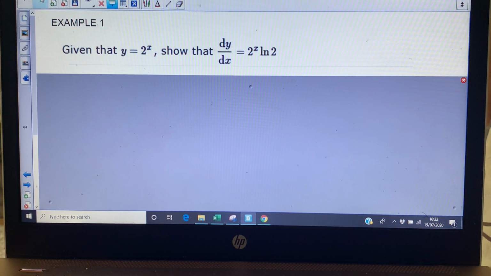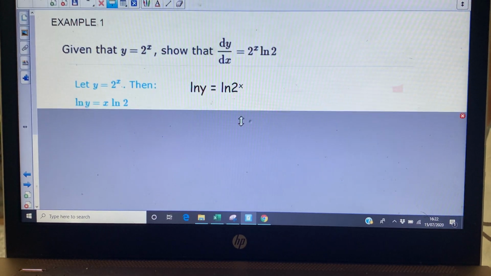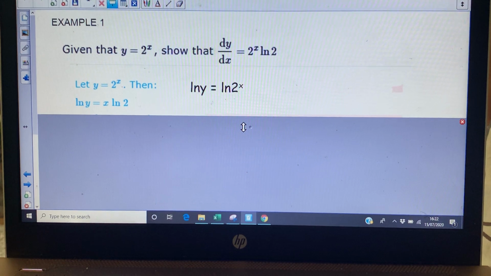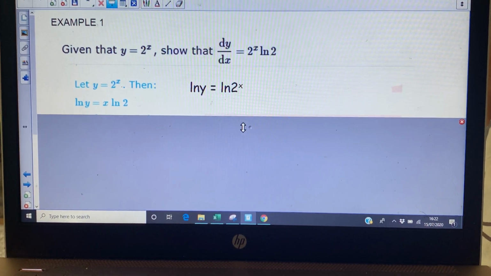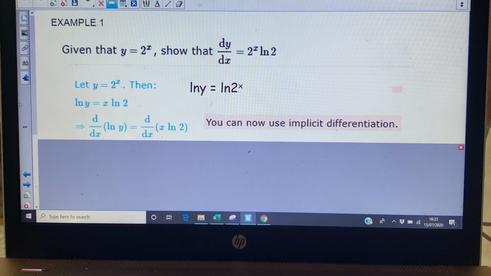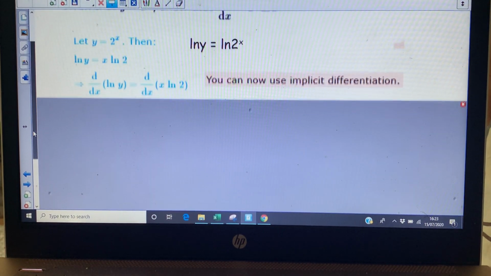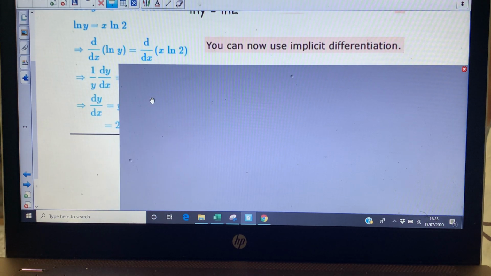So the first thing is to take logs of both sides. So ln y equals ln 2 to the power x. The x comes down, so you've got a product on the right hand side. You're now going to differentiate both sides with respect to x. Now, differentiating ln y with respect to x is implicit differentiation. So you're going to differentiate with respect to y, 1 over y, times dy/dx. That's going to give you that bit there.